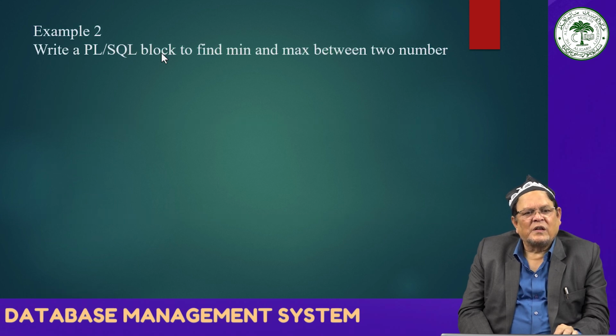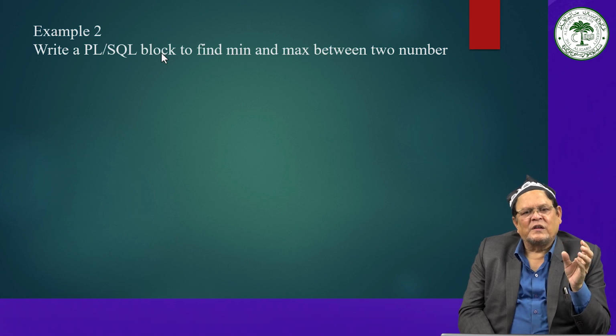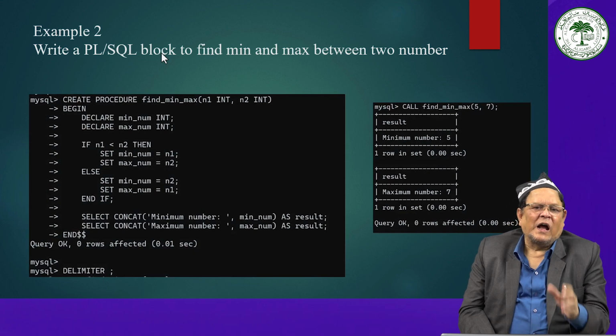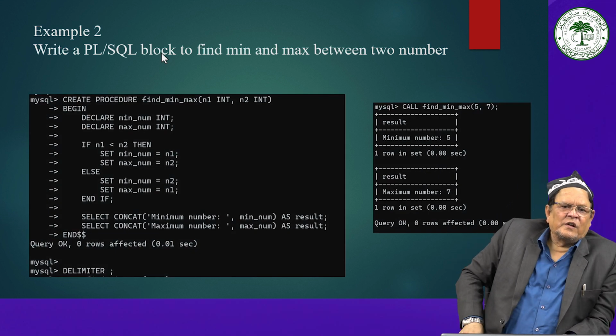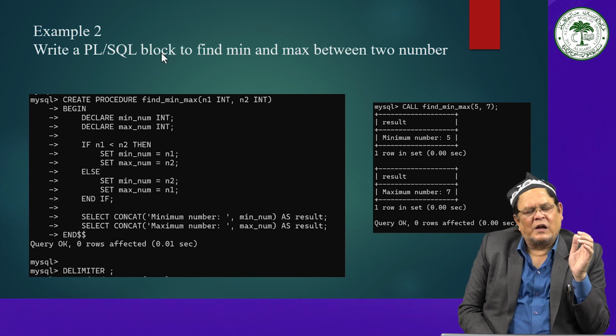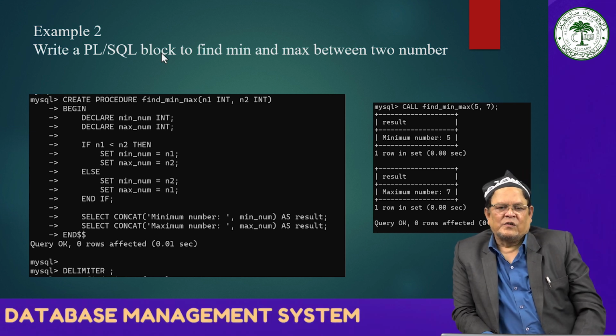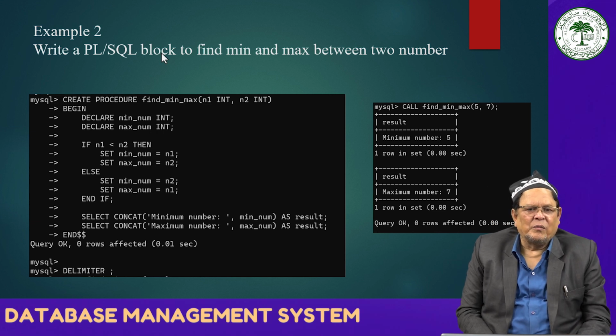The next question I have taken: write a PL/SQL block to find the minimum and maximum between two numbers. Two numbers are given and you have to check which number is minimum and which number is maximum. For that, you can see on the screen, in MySQL you have to write, first of all, create procedure. Give the name find min max, within parentheses n1 integer, n2 integer. Your data types you have already defined. Then the structure begin and end.